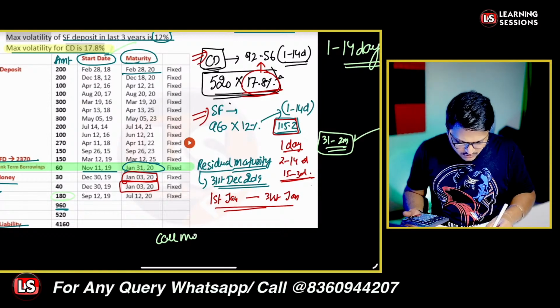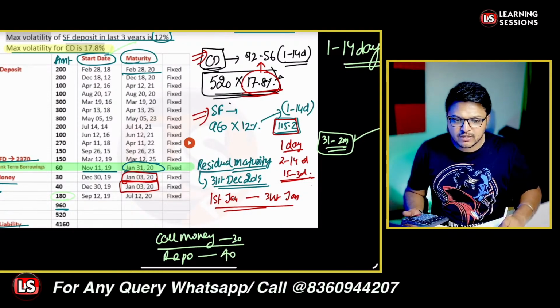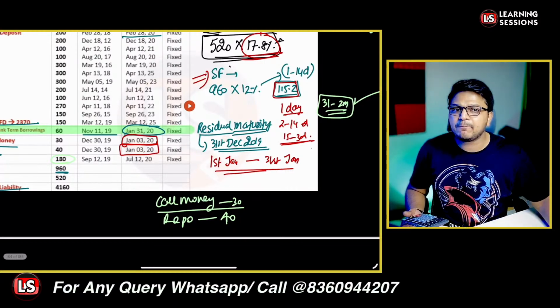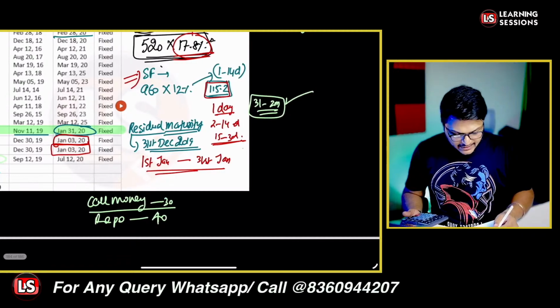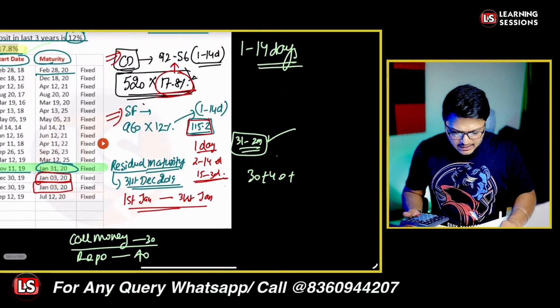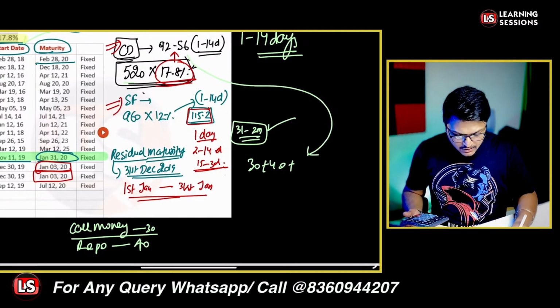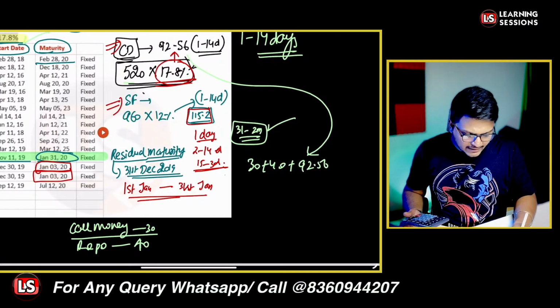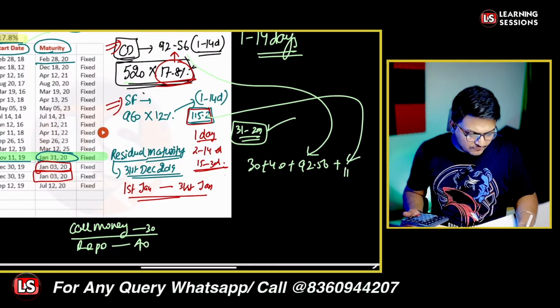For the call money, the amount to be considered is 30. For the repo, the amount to be considered is 40. And other than that, the volatile part from the current deposit and the saving fund deposit is to be considered. That will make it 30 plus 40 plus 17.8% of 520, which we calculated to be 92.56, and further plus the volatile part from the saving fund deposits, 115.2.